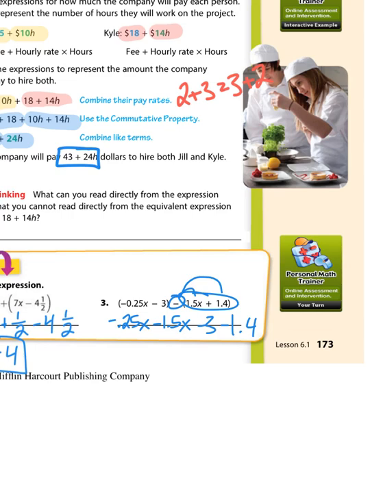Negative 0.25 minus 1.5 is going to be negative 1.75x. Negative 3 minus 1.4 is negative 4.4. There's our answer.